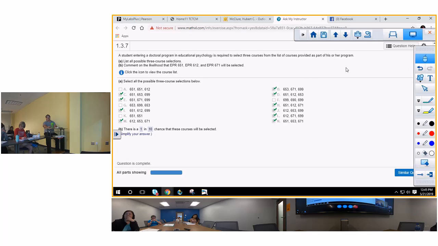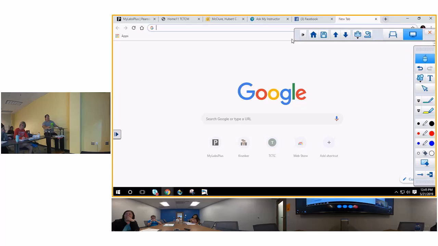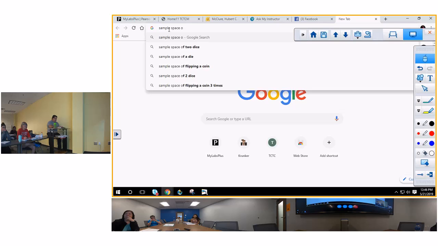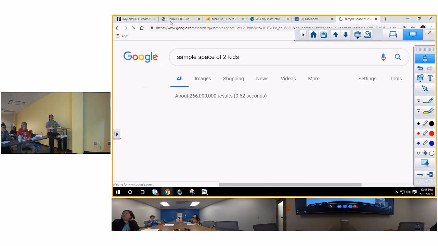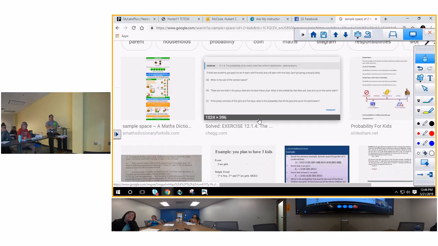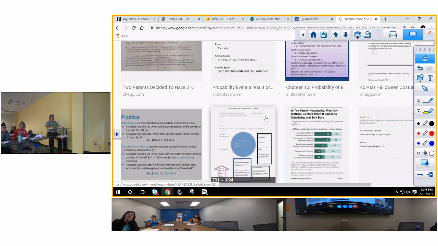If you pull them up, that's what Google is for, especially some of these people on Facebook. Anybody know where I can find this? You know, that's what Google's for. Sample space of 3 kids. And images, it should show it. Somewhere on here it'll show the boy, boy, boy, girl, boy.